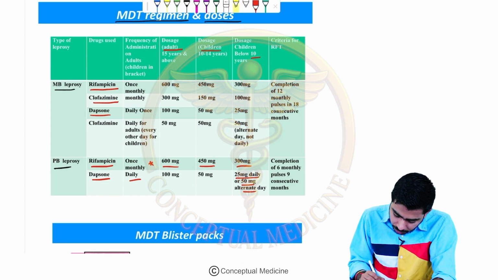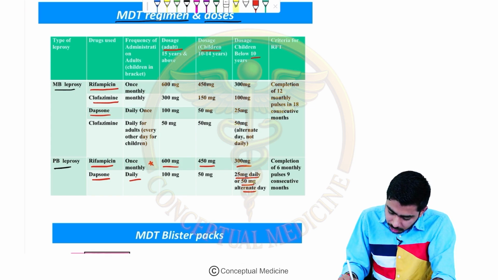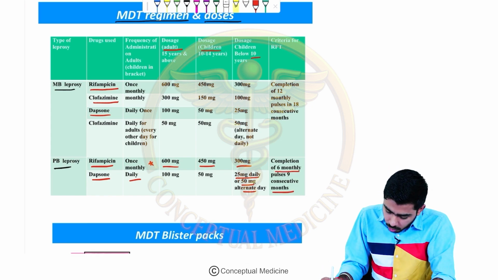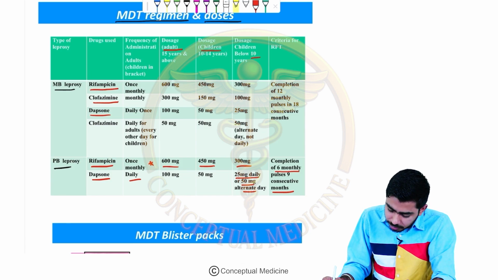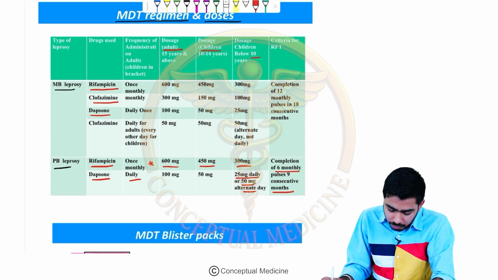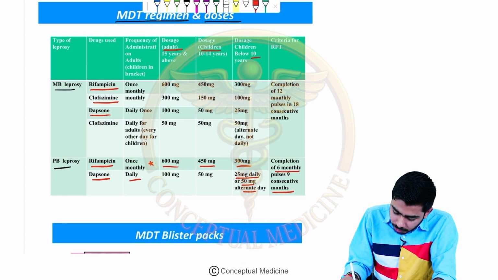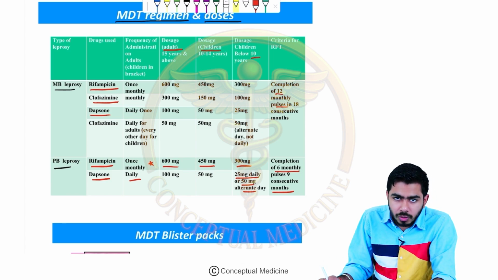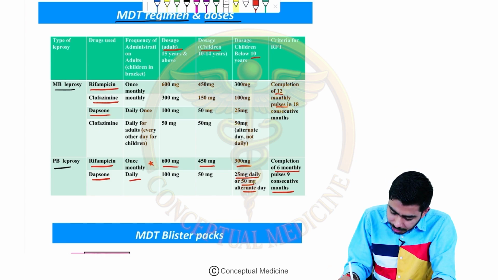Other point is that the completion of this Paucibacillary will be 6 monthly pulses, within 9 consecutive months, right? Multibacillary, completion of 12 monthly pulses, in 18 consecutive months, right? So I told you 6 and 12 you need to remember. For the Paucibacillary 6, for the multibacillary 12.